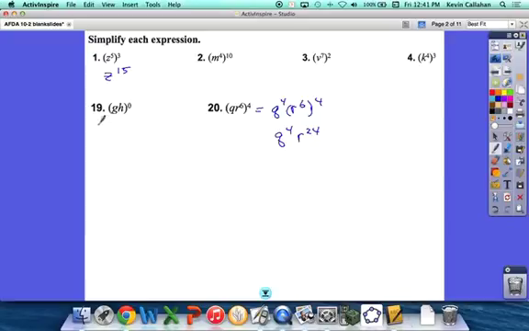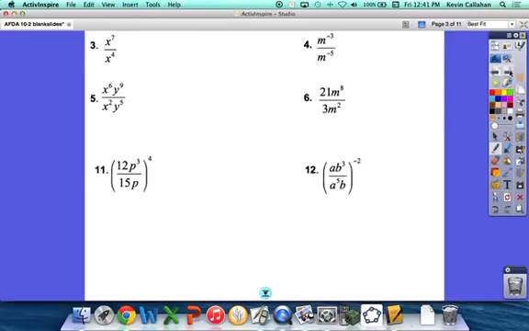What about this one? What is anything to the 0 power? 1, right? This one, you actually don't have to distribute the 0 because the whole thing is 1. Done. That was the first page.